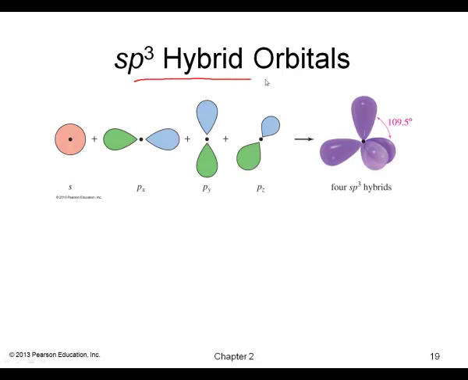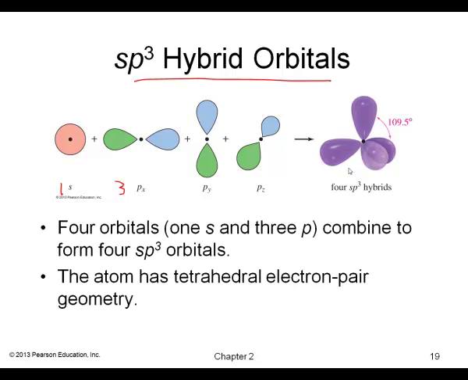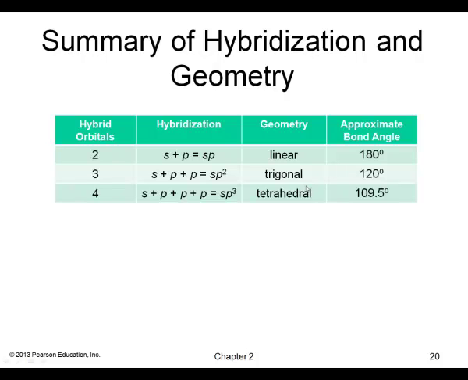The sp3 orbital, remember what we're doing is we're mixing one s and 3 of these p's, so here's one and the other 2, and so we get 4 sp3s, and remember the geometry is tetrahedral. So here are the 3 hybridizations, sp, sp2, and sp3, and their corresponding geometries that you want to remember, and their corresponding bond angles.